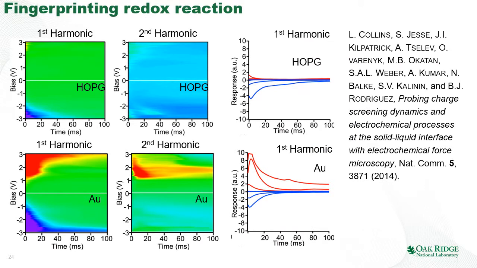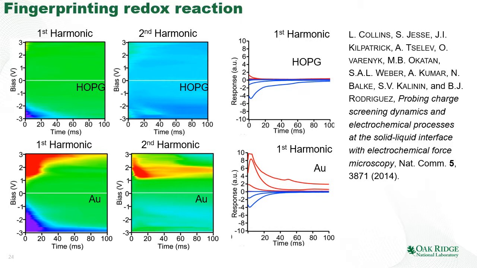Now, can we look at this in more detail? Since we are doing the lock-in detection in this case, we can also look at both the first and second harmonic of the measured signal, just because we get it for free. And it turns out that we start to see a pretty interesting dynamic, which depends on the tip, the electrolyte, and the electrode.